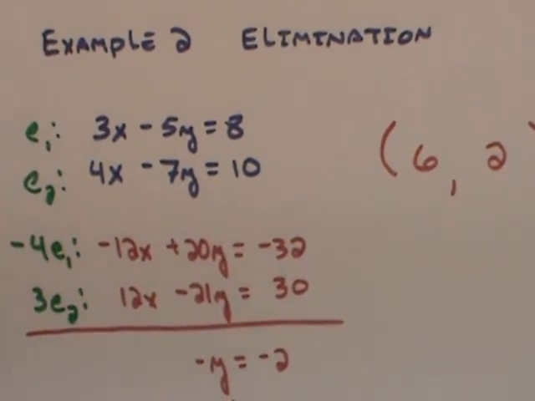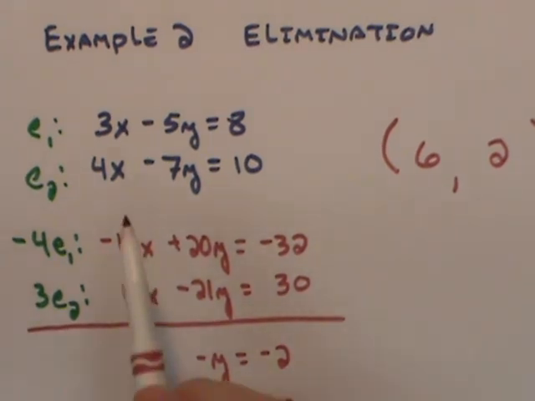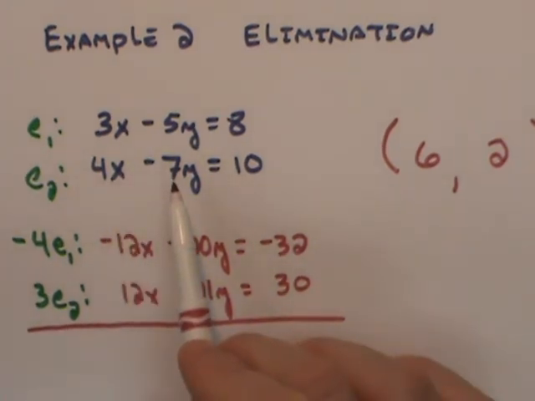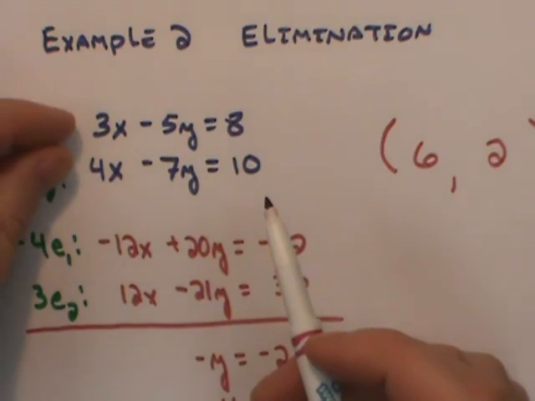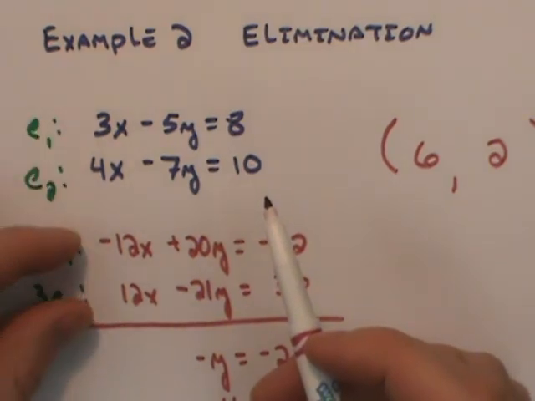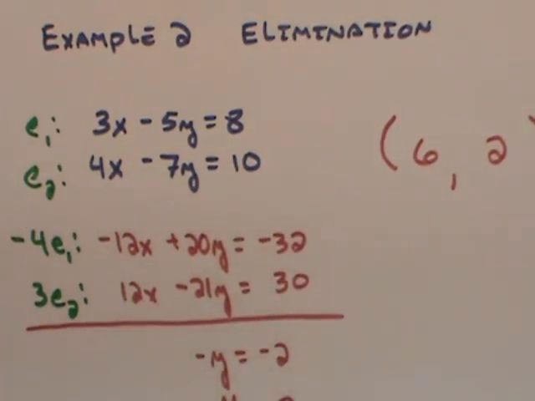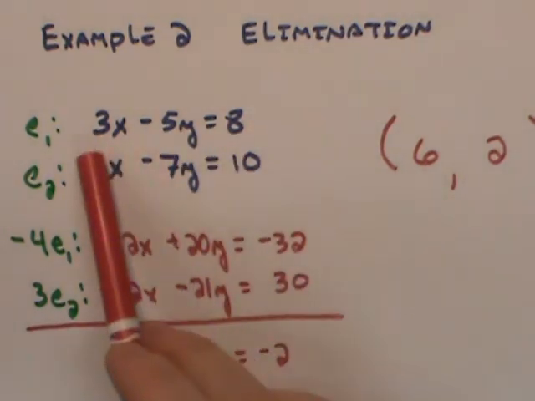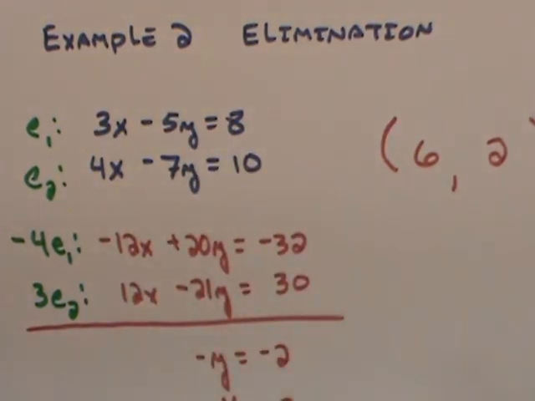Again, the concept for elimination. You have to pick either the x or the y to eliminate, and then you want to make those coefficients equal but opposite. And that's what I've done in this example. You do want to make sure that your equations are in standard form, and then everything should work out fine for you. Example 2, elimination.